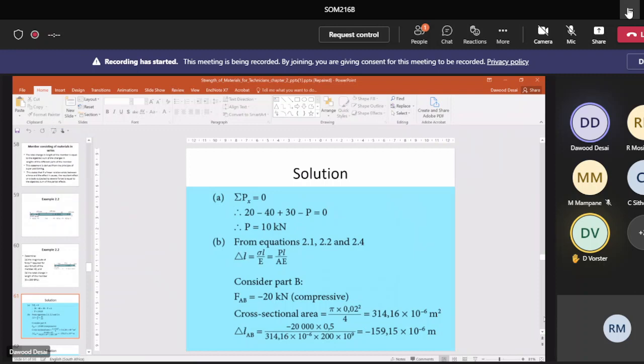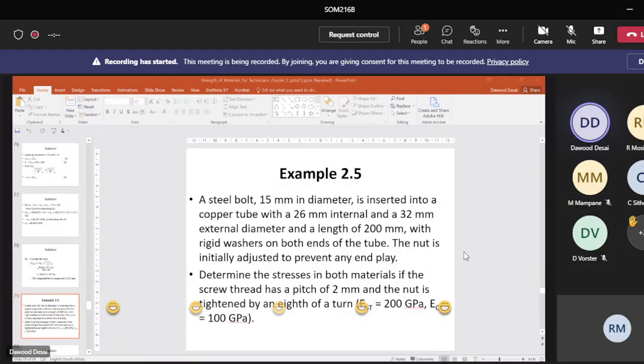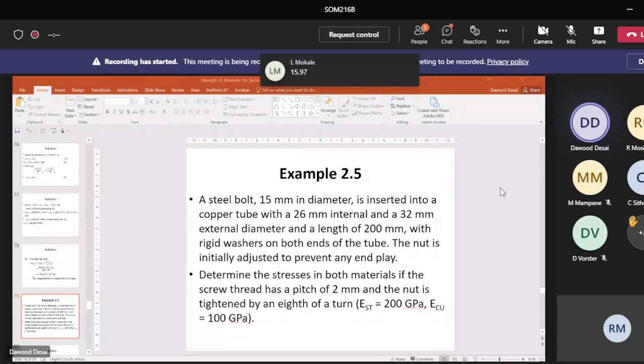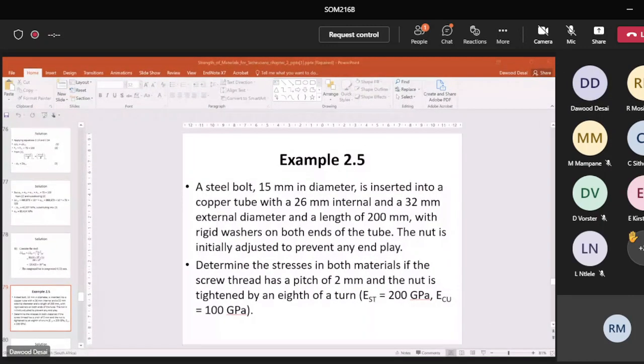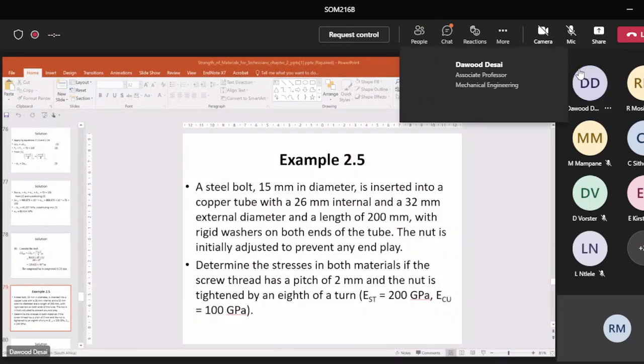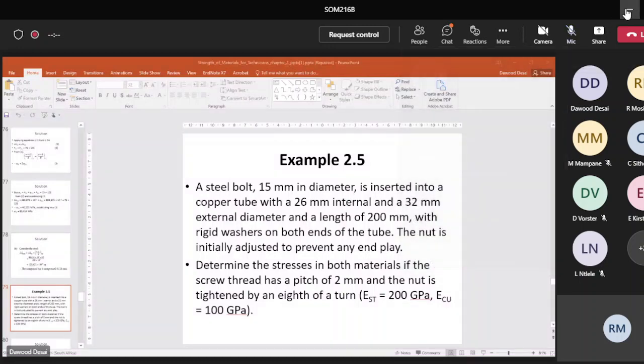Right, let's help you. A steel rod of circular cross section, so it's pi d square. Read the questions carefully. Mokali, did you get it? 53.5 millimeter. Unmute your mic, please. Mokali, unmute your mic. Do you get it? No one in my class can solve this one out of 25 people.